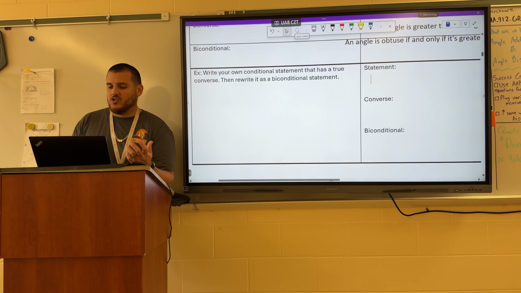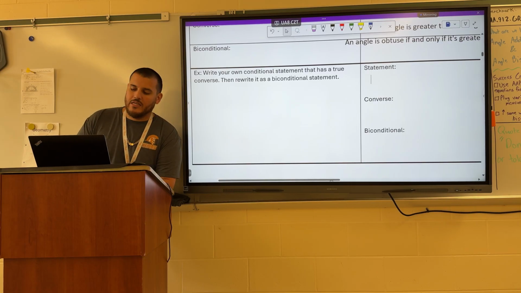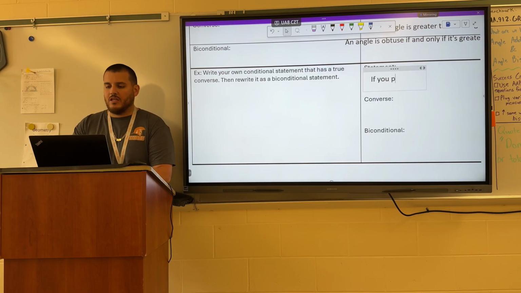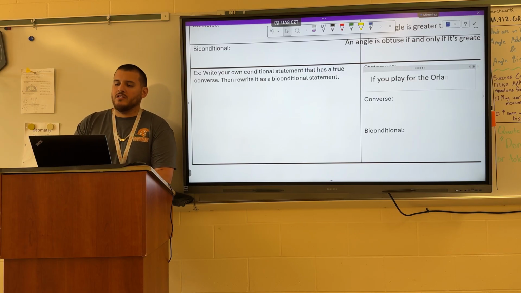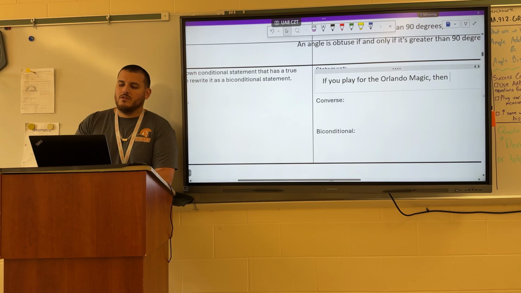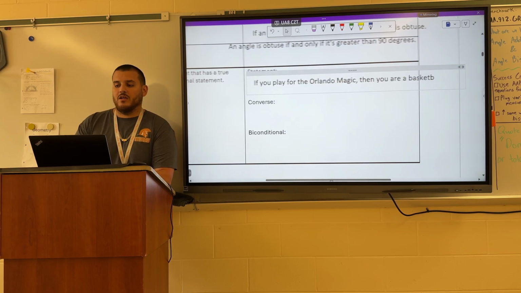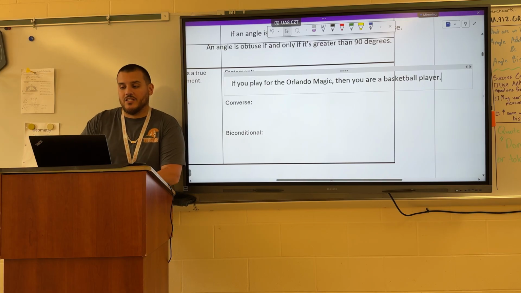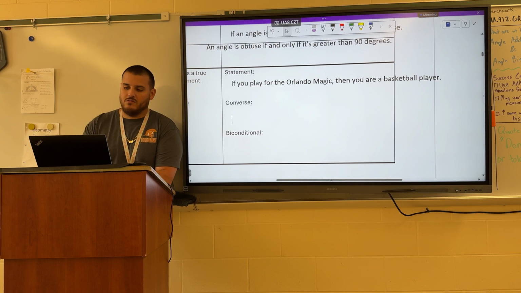I'm located in Central Florida. I'm a big fan of the Orlando Magic, so I can make this statement that is true. If you play for the Orlando Magic, then you are a basketball player. Absolutely a true statement. Everyone who plays for the Orlando Magic is a basketball player. However, the converse of that statement is not true.